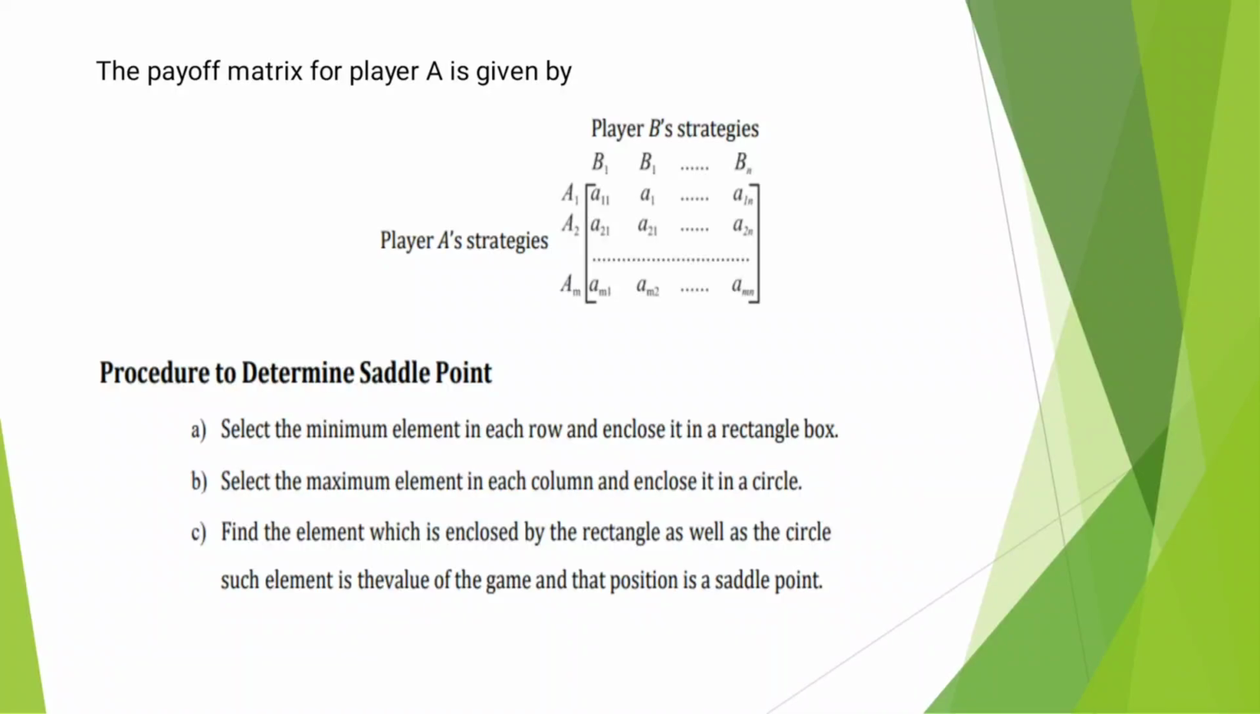Now let us see the procedure to find the saddle point. First we have to select the minimum element in each row and enclose it in a rectangular box. Then select the maximum element in each column and enclose it in a circle. Find the element which is enclosed by the rectangle as well as the circle, such that each element is the value of the game, and that position is called the saddle point.